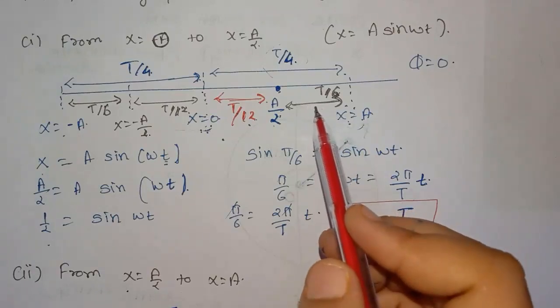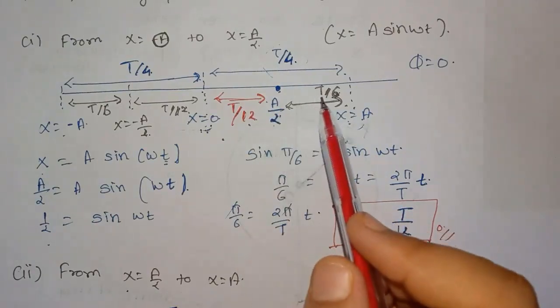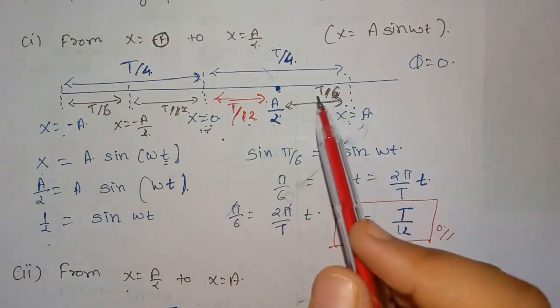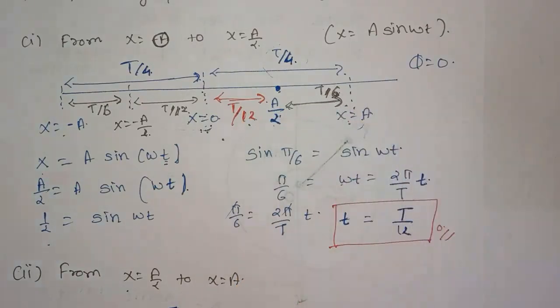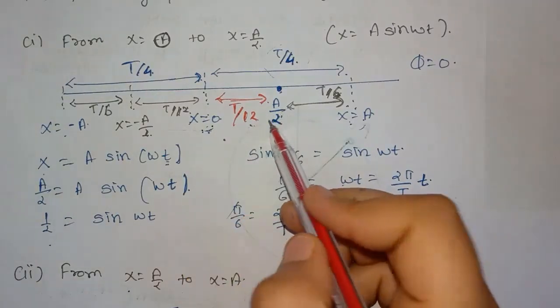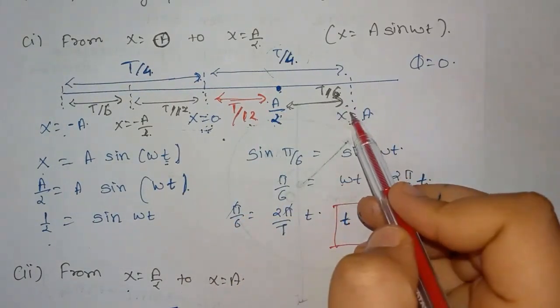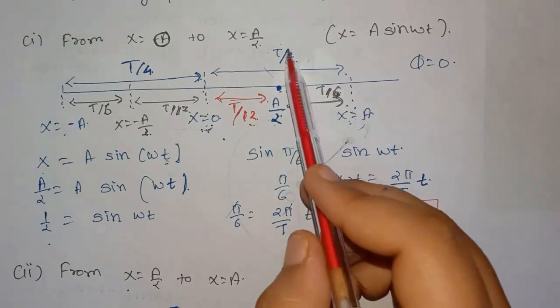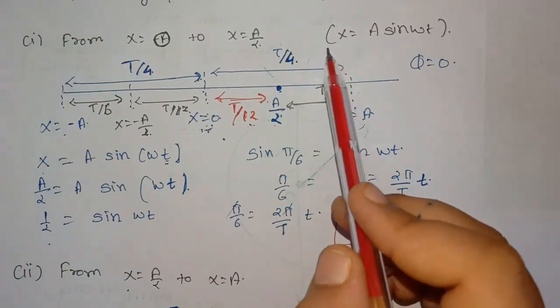This is due to the decreasing velocity that we will see while we learn about the velocity position equation and the acceleration position equation. So for now, keep this in mind: from x equals 0 to x equals A by 2, time is T by 12. From A by 2 to A, time is T by 6. And from 0 to A, one time journey, the time is T by 4.